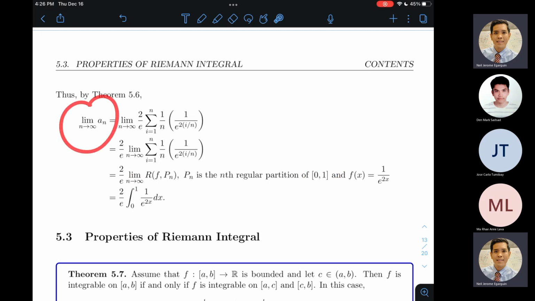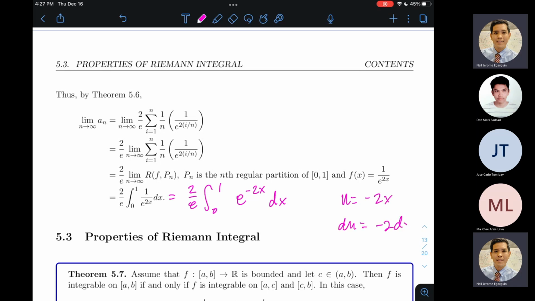So the a sub n's will converge to 2 over e times the definite integral of 1 over e to the power 2x as x goes from 0 to 1. All right. You can further write it as 2 over e integral from 0 to 1 of e to the negative 2x dx. And then you can solve this using the good old familiar integration by substitution. You can let u be equal to, I think, negative 2x. du is negative 2 dx. And then it can be evaluated easily.